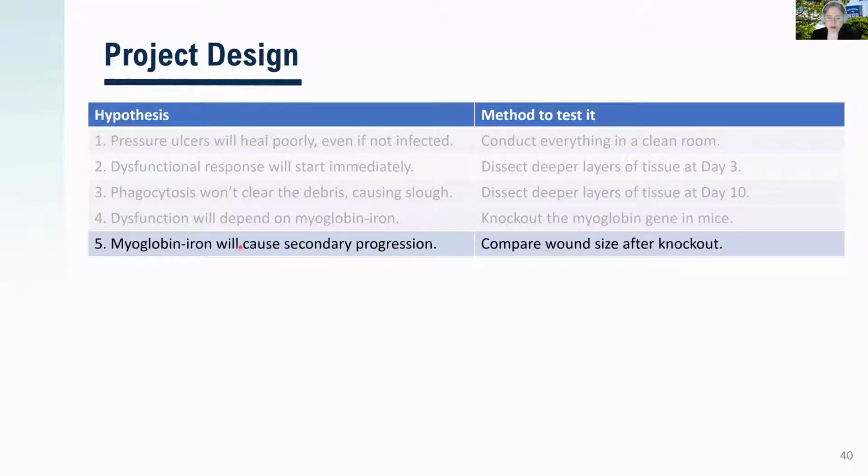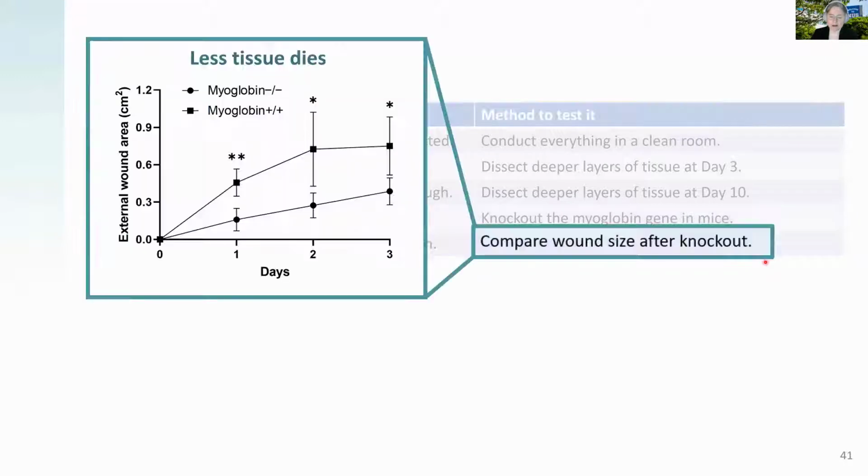So the strategy for testing it is to compare wound size after knockout. Simple comparison. So we apply pressure for 12 hours on, 12 hours off, 12 hours on, 12 hours off. And then after that finishes, we start day 0. Day 1, 2, and 3 show wound size over time. This is a surface measure of the external wound.